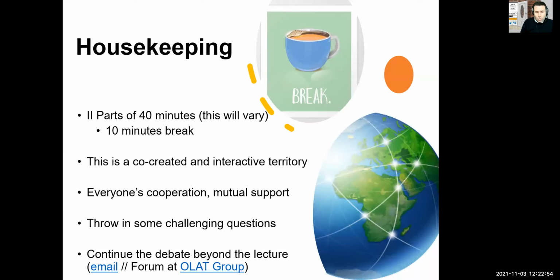So some housekeeping rules. I'm tracking the time for the 40 minutes first part, and then we'll have a 10 minute break, and then we'll carry on with the second part, plus another 40 minutes.